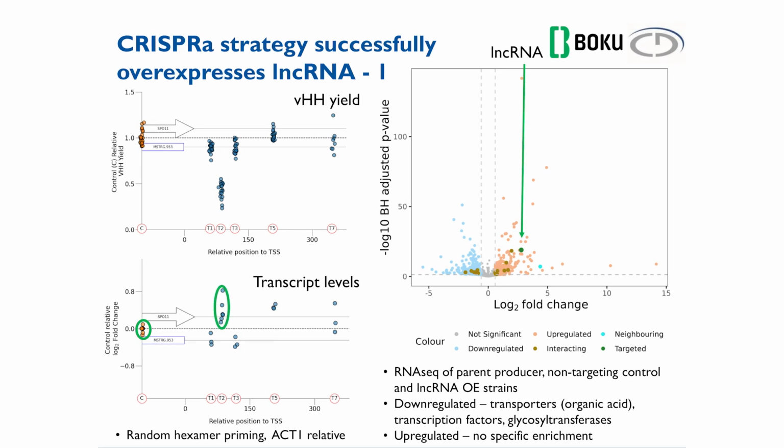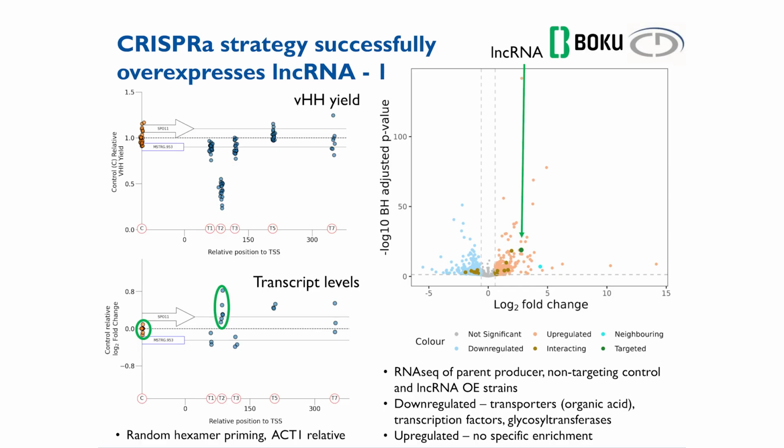I needed to verify whether this is because of the long non-coding RNA being overexpressed, so I will dive into looking at 2 of those long non-coding RNAs here. On the top, you can see the screening results again. However, along both plots, on the x-axis, you can see the relative position of the target site for the CRISPR activation cassette relative to the start of the long non-coding RNA here.